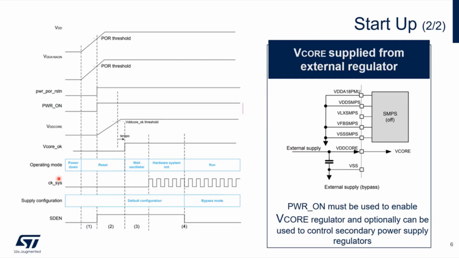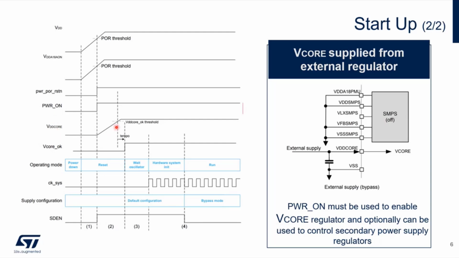Now there is an external SMPS use case. So we have external regulator to supply VDD core. So once again, we need VDD and VDDA18 to be present. Then if present and voltage levels are okay, the power on signal is enabled, and this power on signal enables external SMPS providing VDD core.